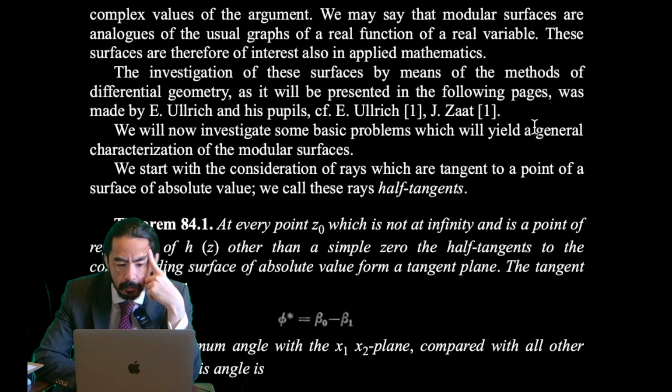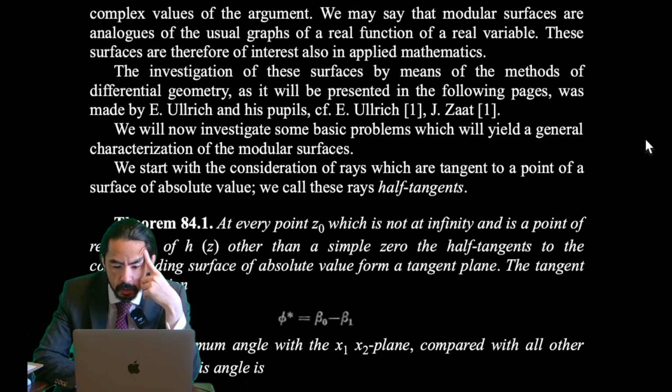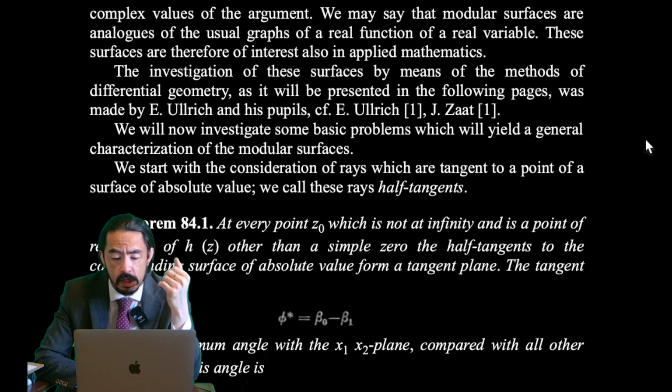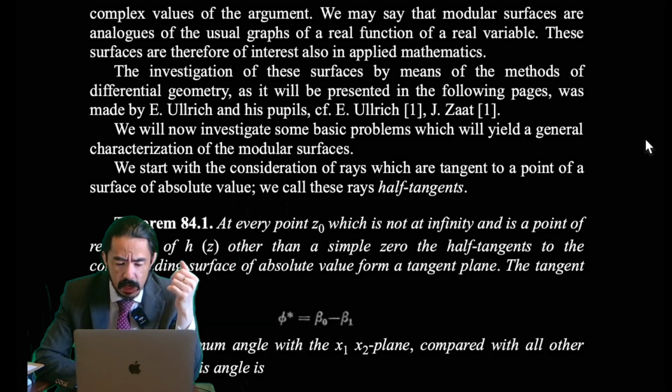Anyways, we will now investigate some basic problems which will yield a general characterization of the modular surfaces. We start with the consideration of rays which are tangent to a point of a surface of absolute value. We call these rays half tangents.